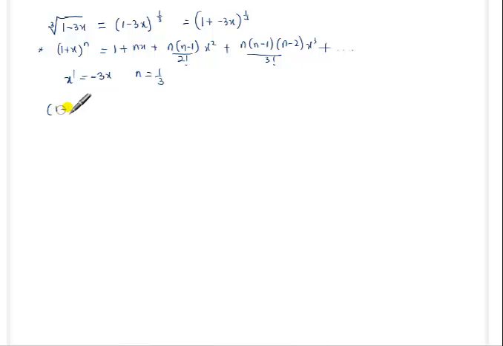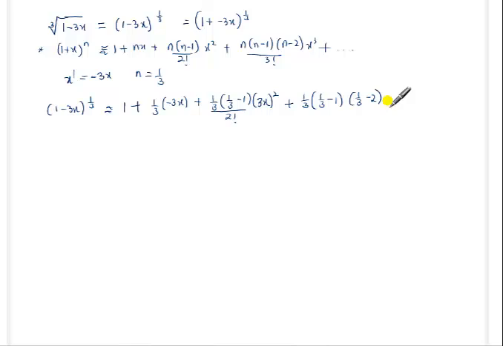So we have 1 minus 3x all to the power 1 on 3 will expand approximately, so all of this is approximate because you are not getting all the terms. Approximately 1, and we have plus, n is 1 on 3, our x is minus 3x, plus we have 1 on 3, we have 1 on 3 minus 1, all on 2 factorial, and now we have our x to be minus 3x squared, plus we have 1 on 3, we have 1 on 3 minus 1, we have 1 on 3 minus 2, now we have our x minus 3x all cubed, and we have a denominator of 3 factorial.